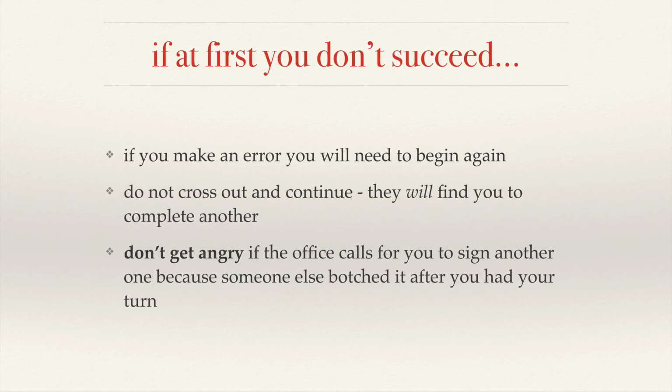If you do make an error, do not try to cross out your error and continue. It is at that point an illegible form and they are going to find you to complete another. It's much better just to find them and get a new one and complete it at the same time. And lastly, don't get upset if your decedent affairs office calls you to complete another death certificate because the one that you had already finished got messed up by someone else. It happens sometimes. Everybody makes mistakes. And again, this form is not final until it's filled out in its entirety correctly without any errors.